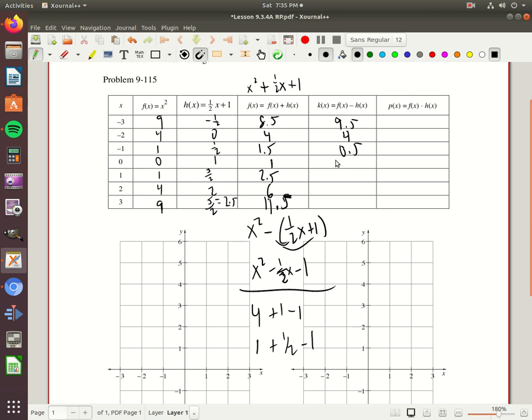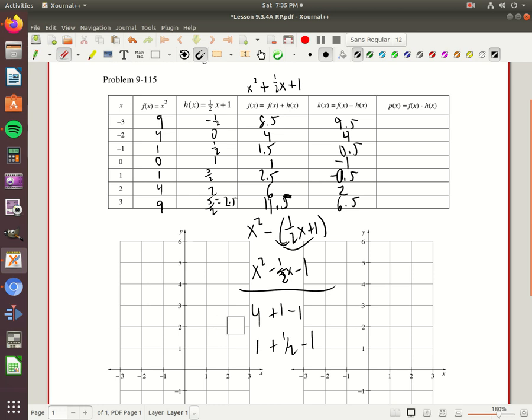So I think the same thing. 0 minus 1 is negative 1. 1 minus 1 and a half is negative 1 and a half. I'm sorry, is negative 1 half, my mistake. 4 minus 2 is 2. And 9 minus 2 and a half should give me 6 and a half.